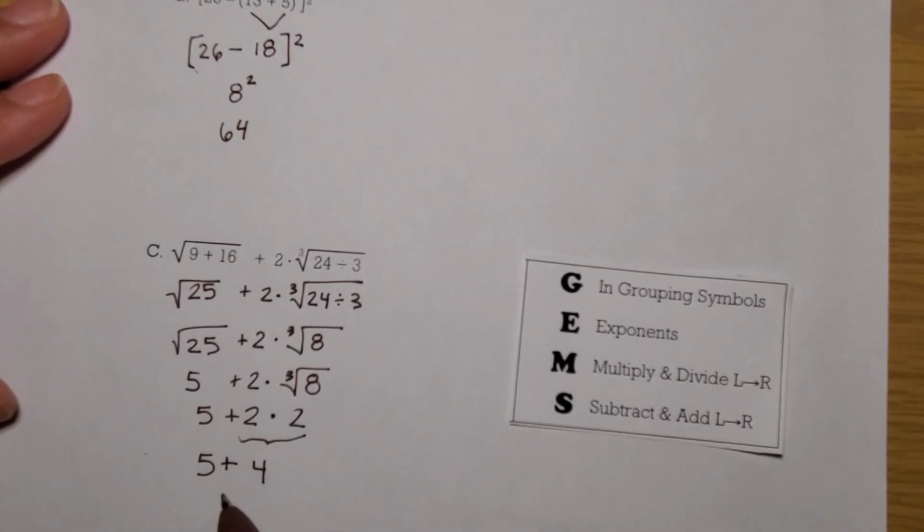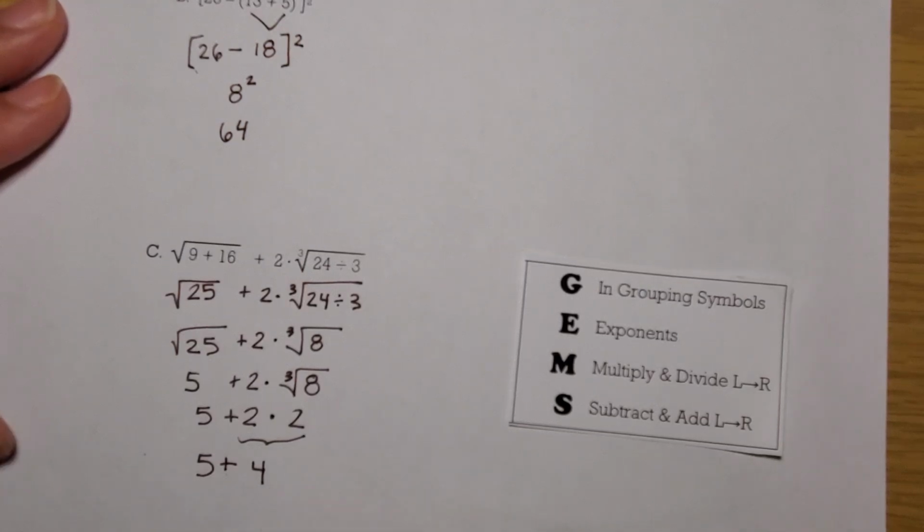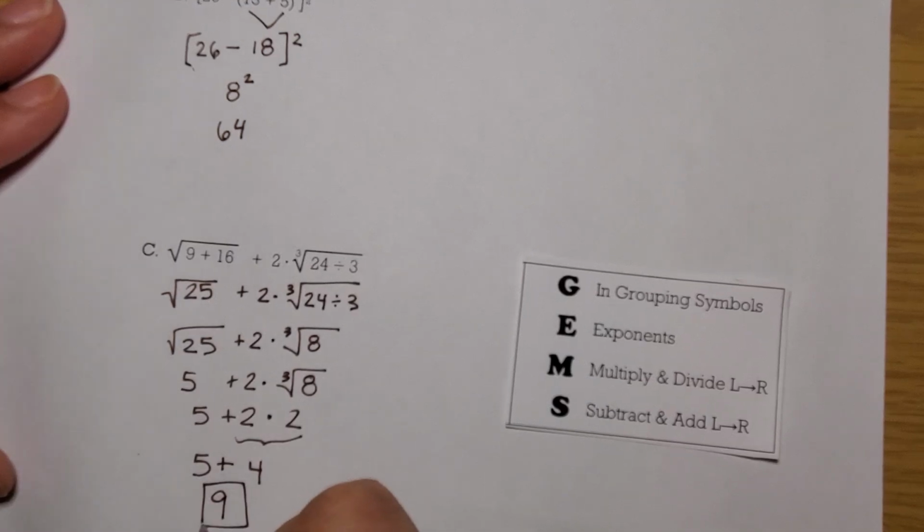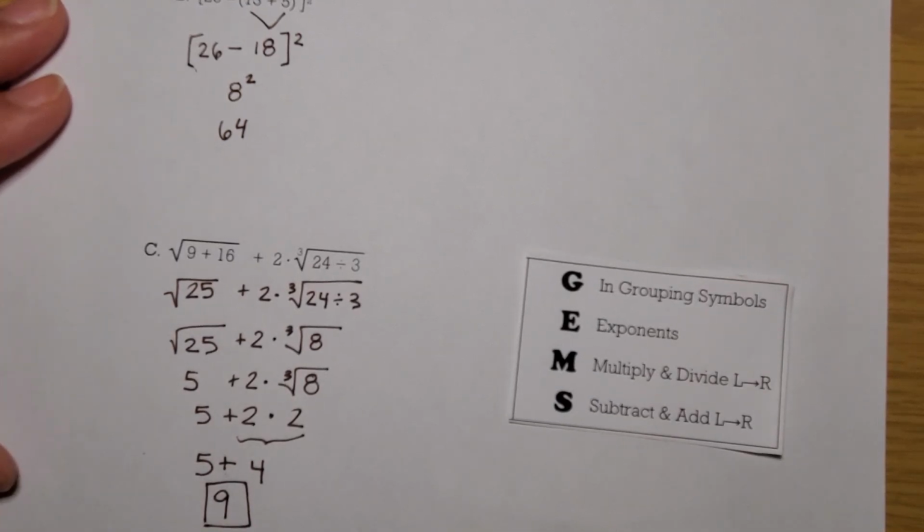Okay, and then we only have one operation left, so that's what we're going to do. 5 plus 4 is 9. Ta-da! Okay, let's check this one.